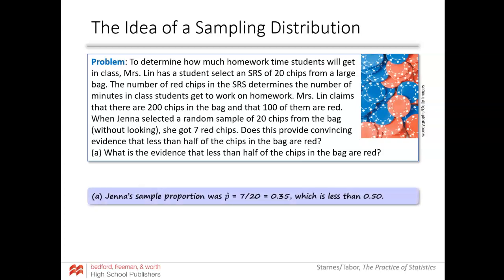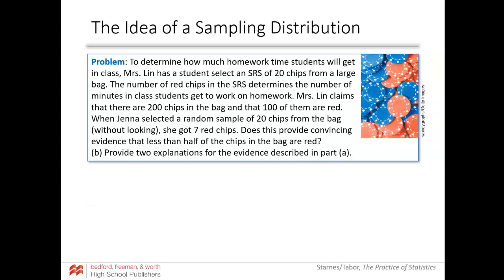So the evidence we have right now is Jenna's sample proportion, which we're calling p hat. The notation's very important. P hat is 7 out of 20, which is roughly 0.35, which does not meet the 0.5 that we are expecting. It's less than 0.5. So that's the evidence that they're using to initially claim maybe there's some convincing evidence that something's wrong. So provide 2 explanations for why that evidence is a thing.